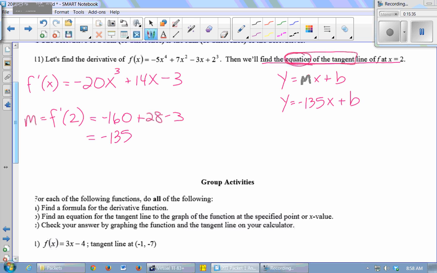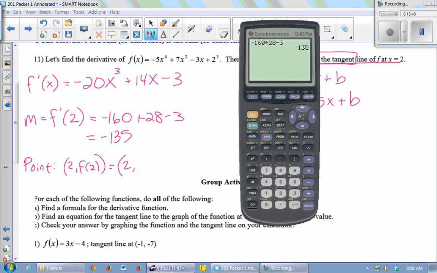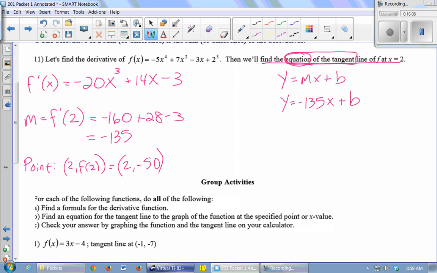Okay, so a point would be 2 comma f of 2. So that's 2 comma, I'll just do this all on my calculator. -5 times 2 to the 4th plus 7 times 2 squared minus 3 times 2 plus 8. -50. So that's a point on the curve and on the line.